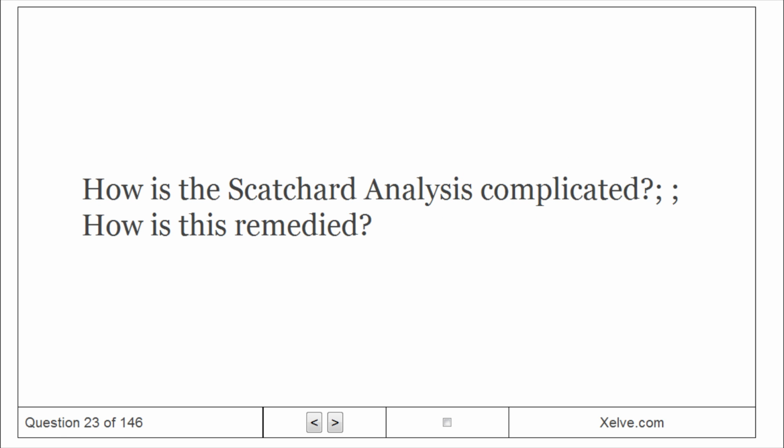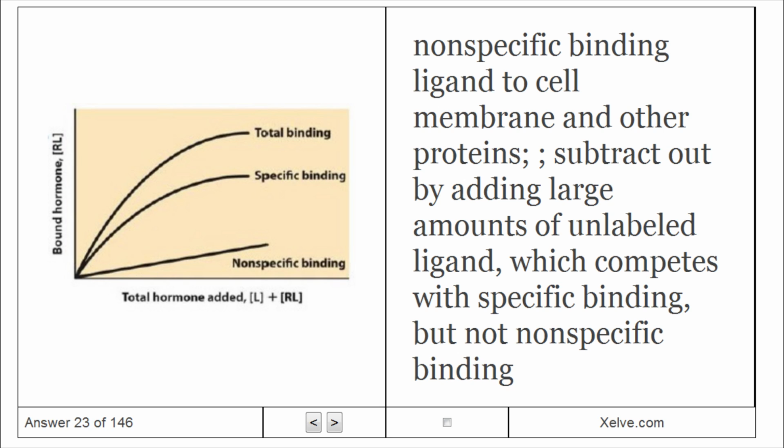How is the Scatchard analysis complicated? How is this remedied? Nonspecific binding of ligand to the cell membrane and other proteins can be subtracted out by adding large amounts of unlabeled ligand, which competes with specific binding, but not nonspecific binding.